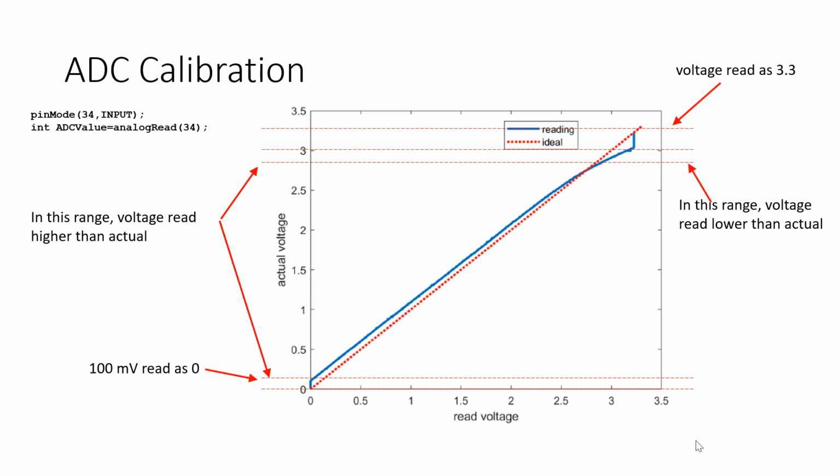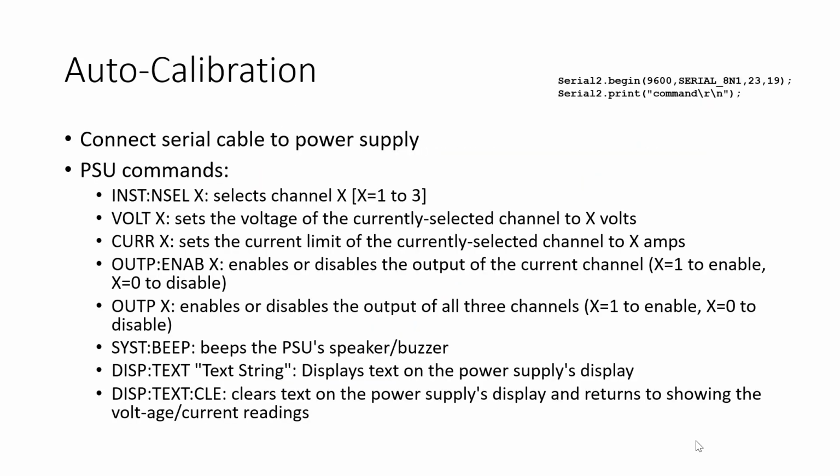Okay, but the good news is that we can calibrate at least above 100 millivolts and below 3 volts. In that region, we can automatically calibrate the ADC using code and a calibration procedure. So this gives us an excuse to communicate with the power supplies.